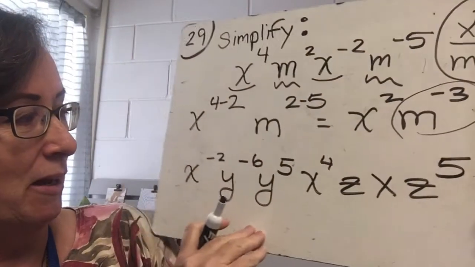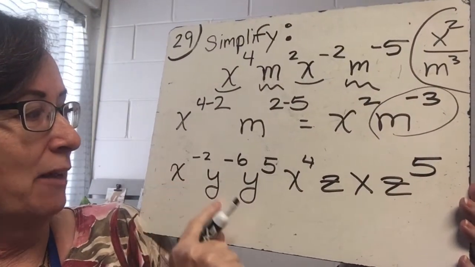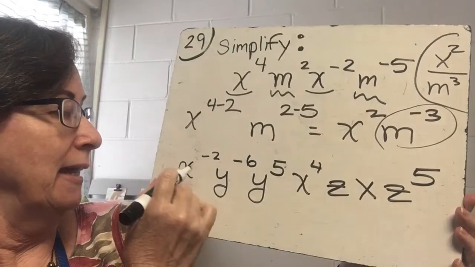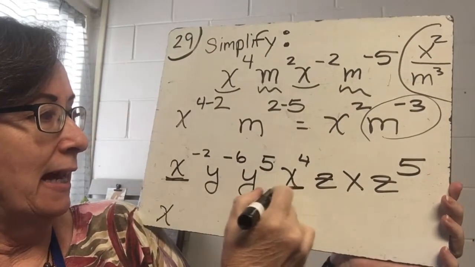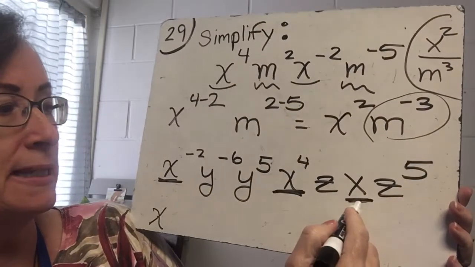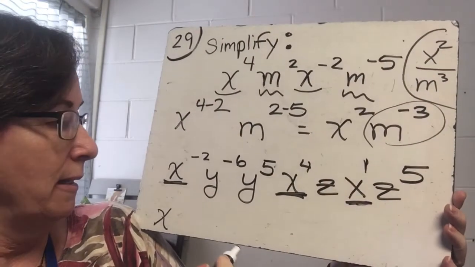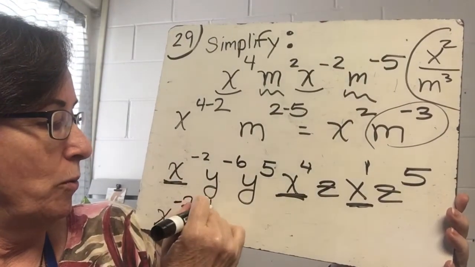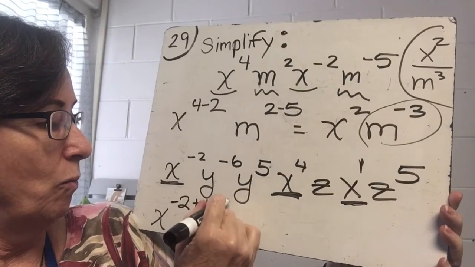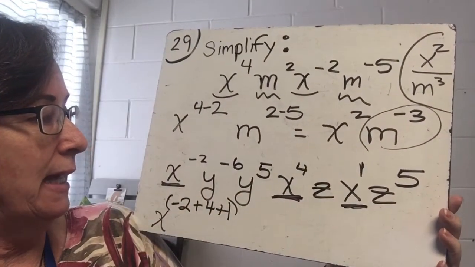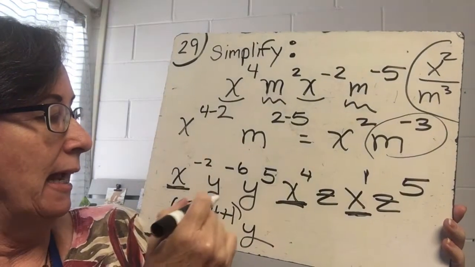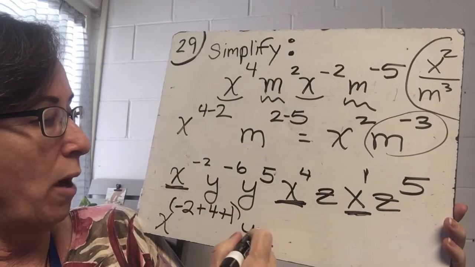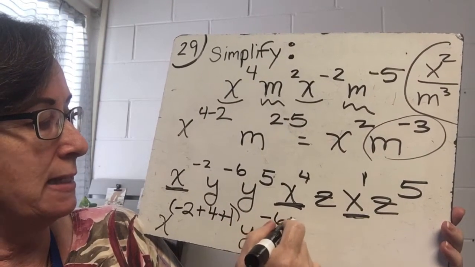All right, let's look at this one. Oh my goodness, I have x's and y's and z's. So my x's can go together, and I'll have x and x and x. Now remember, since this one doesn't have an exponent, it's a 1. So I have x to the negative 2 plus 4 plus 1. And then I've got a y here and a y here, and no more y's. So y to the negative 6 plus 5.